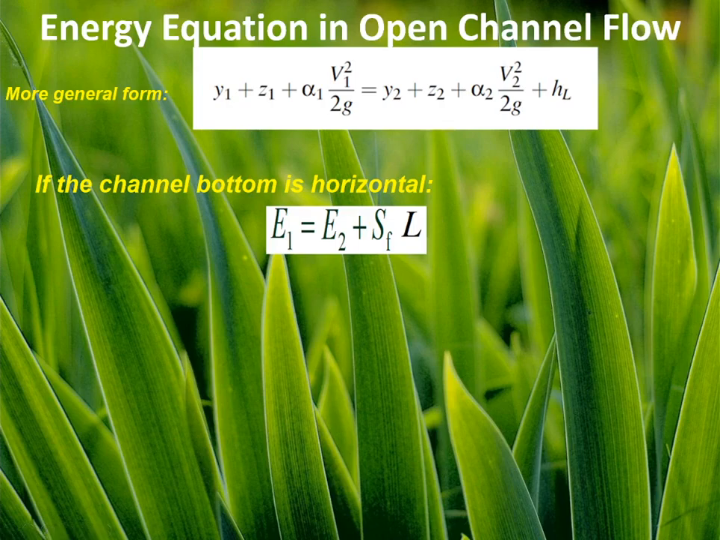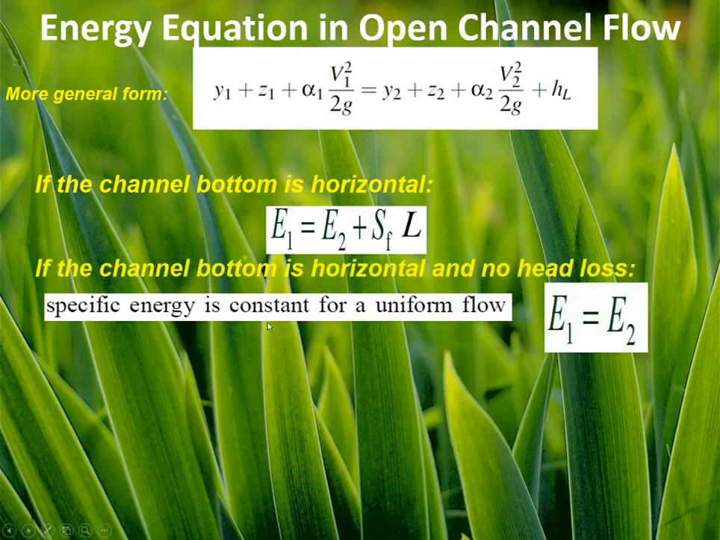So this is another formula that can be used when we are going to solve some of the problems in this chapter: E1 equals E2 plus SfL. In other words, specific energy at cross section 1 equals specific energy at cross section 2 plus friction slope times the distance between the two cross sections. This is the other case here. If the channel bottom is horizontal and there is no head loss, what does it mean? It means this is uniform flow.